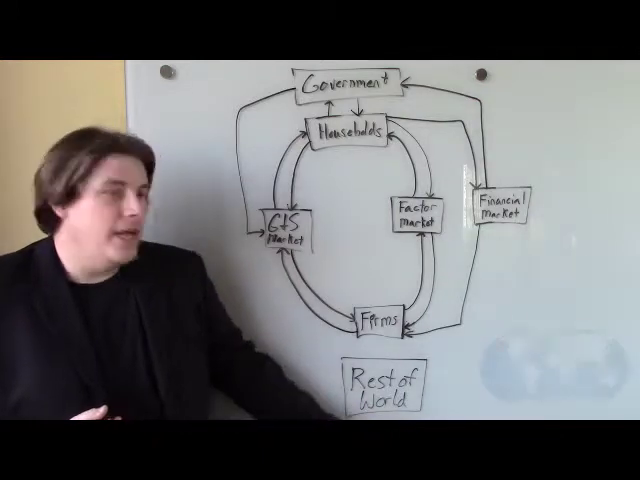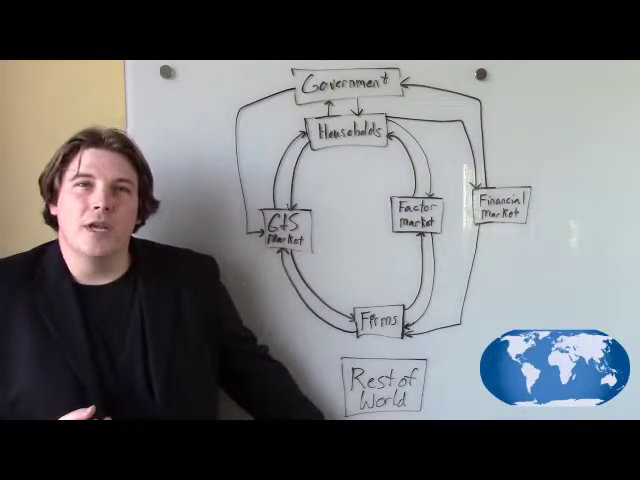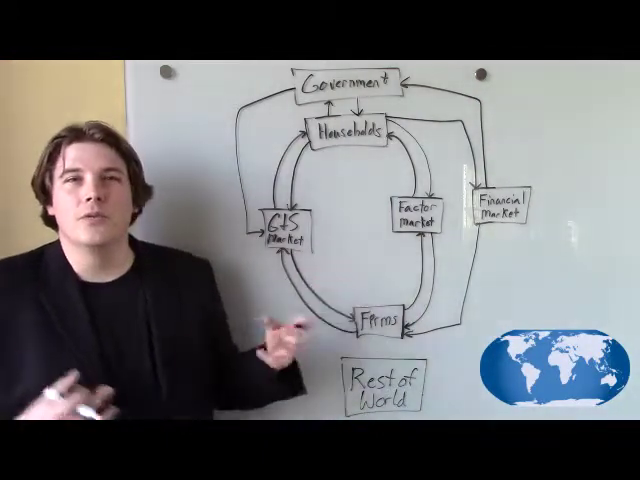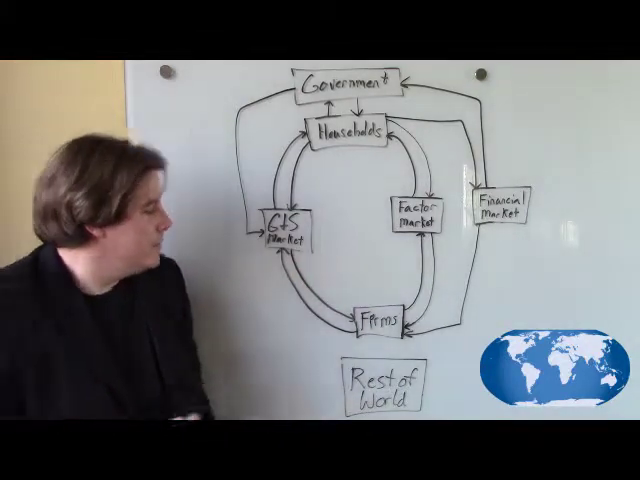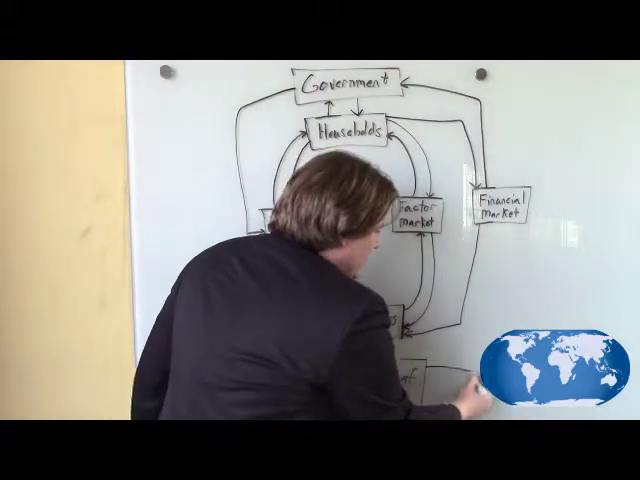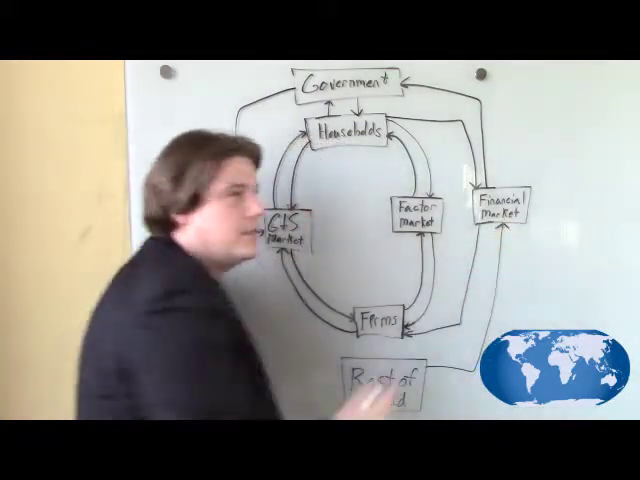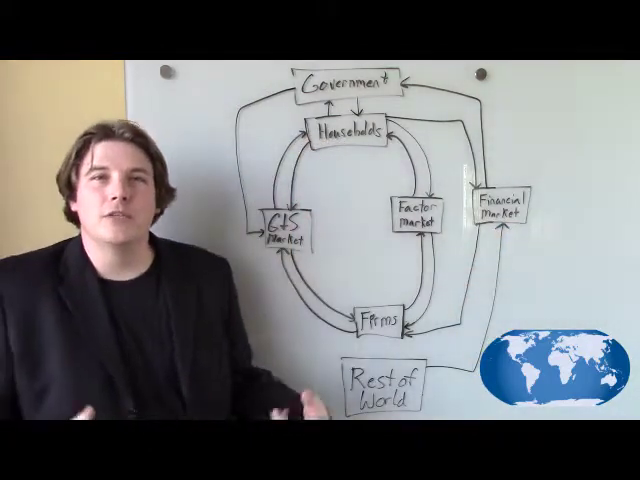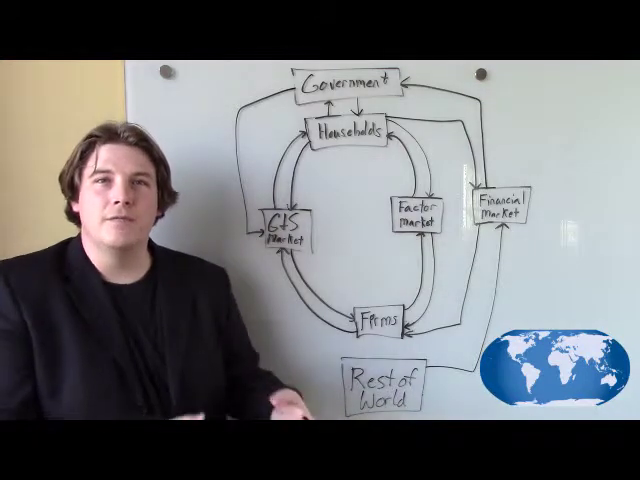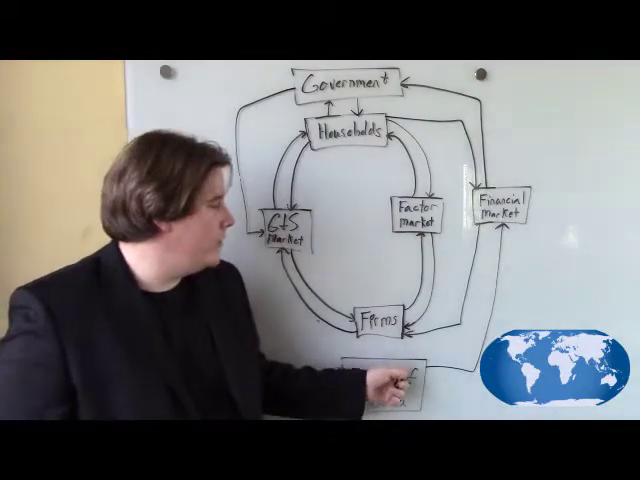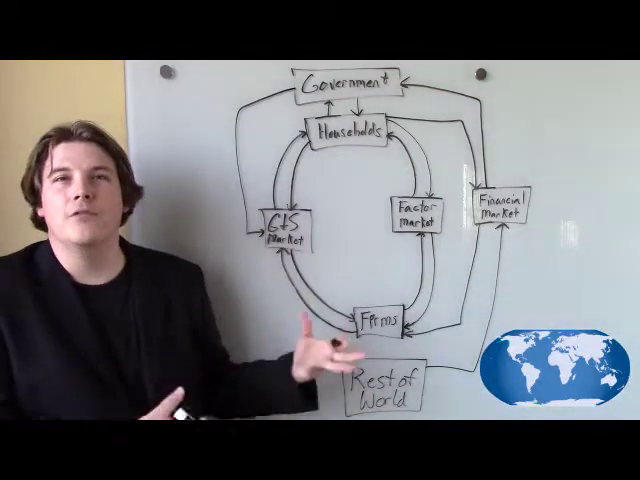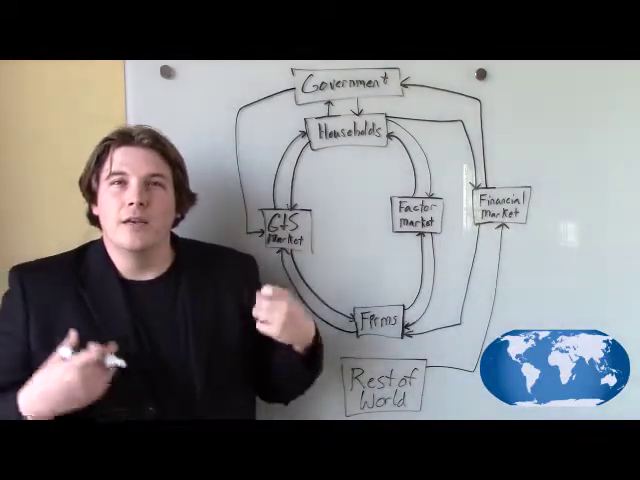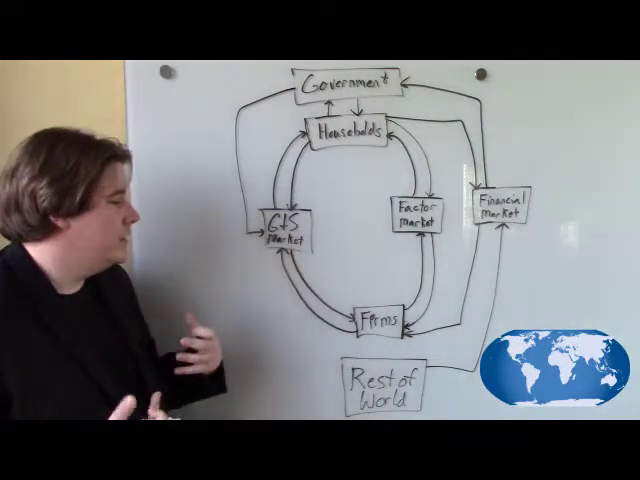We also have this last piece, this rest of the world. Remember that we're not just an island here, and the rest of the world is interacting with us in very dynamic ways. And when the rest of the world decides to invest in the United States, what they're doing is essentially saving in the United States. They're investing in the United States. And so that's a flow from the rest of the world to our financial markets, which again lets the firms borrow, lets the government borrow. A lot of government debt is actually owned by foreign holders.